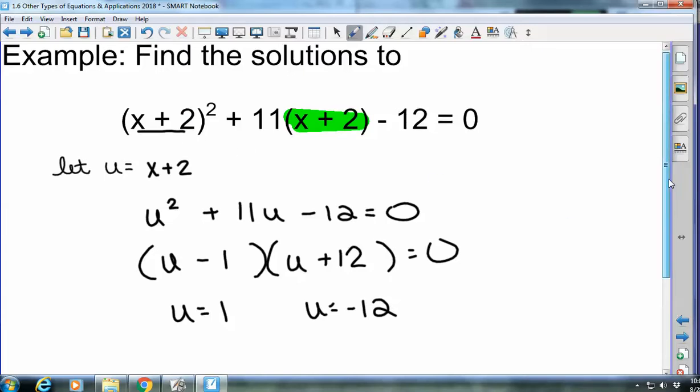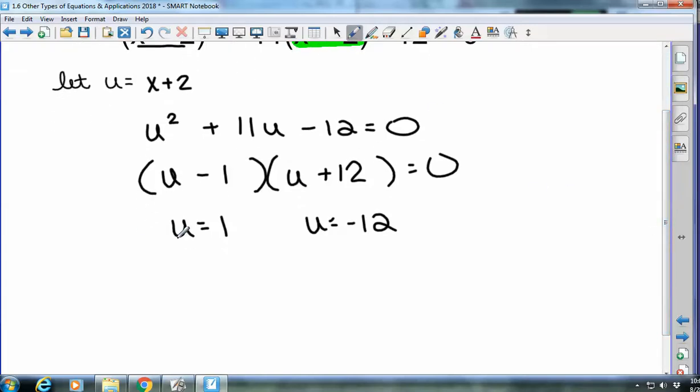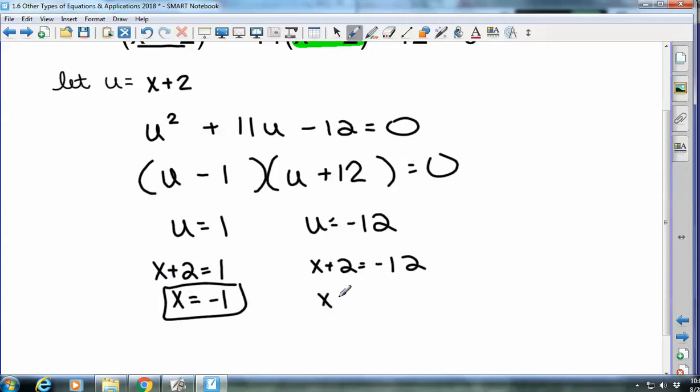Okay, but my original problem didn't have u's in it. It had x's. So now we have to undo our substitution. What is u equal to? X plus 2. So that means x plus 2 equals 1. Or x plus 2 equals negative 12. Factor 2 and you get x to be at negative 1. So we use the substitution to give us an easier problem for factoring purposes. But at the end we have to undo our substitution, go back to our original variables.